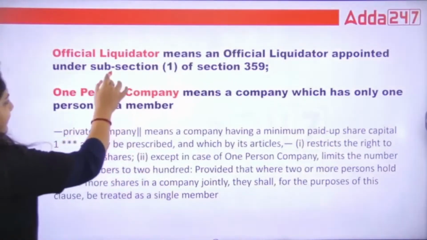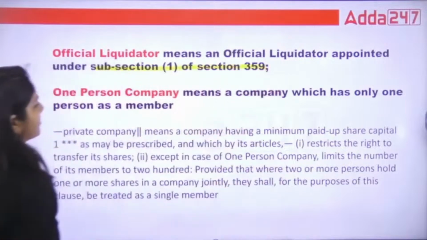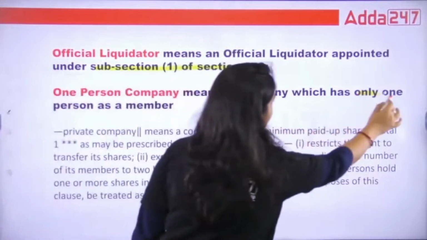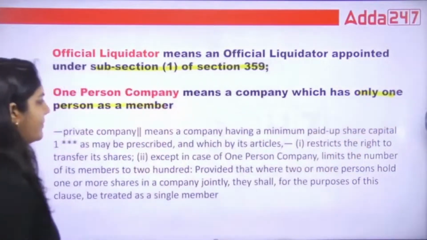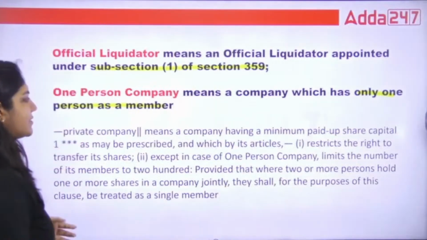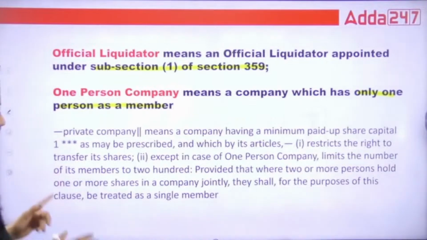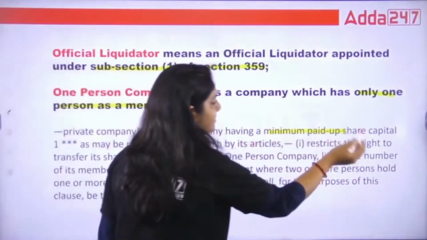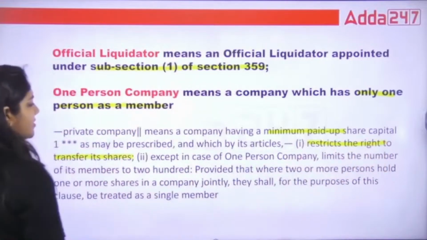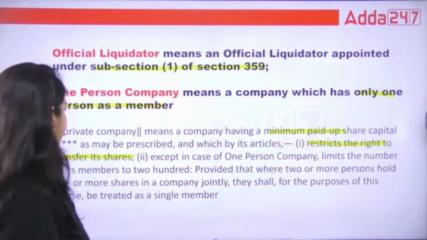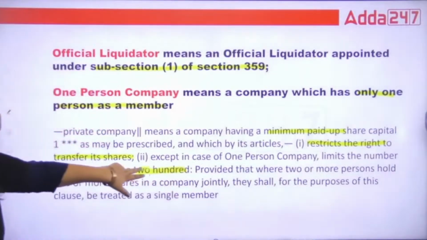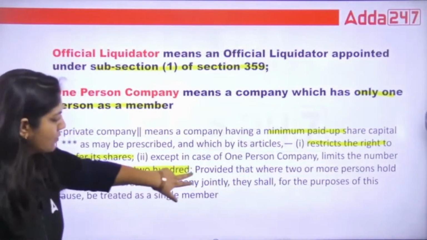That is appointed under subsection 1 of section 359. One person company: a company in which there is only one person as a member. What is a private company? A private company, as you can see, has a minimum paid up capital of 0. There is a restriction on the right to transfer the shares. Okay. And it limits the members, because the maximum is 200 in a private limited company. Maximum 200. That's it.